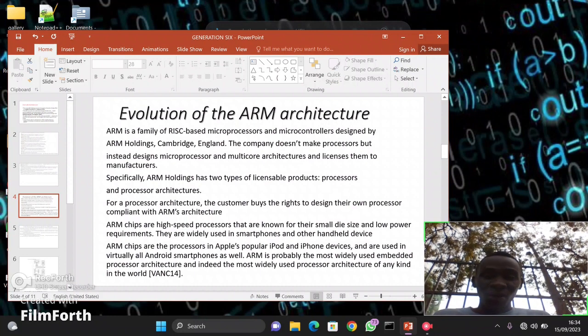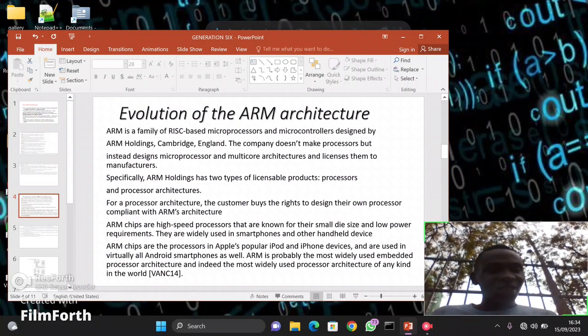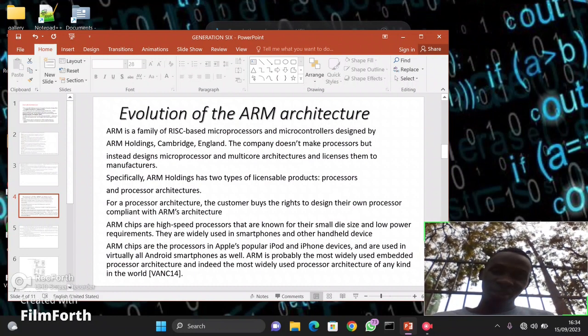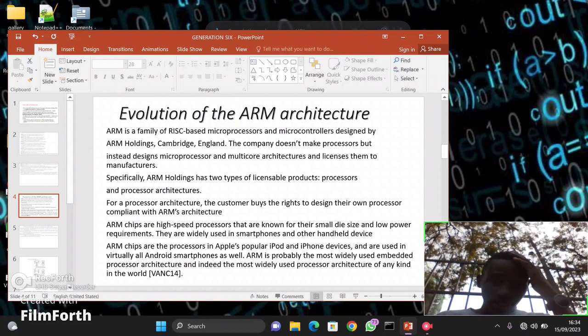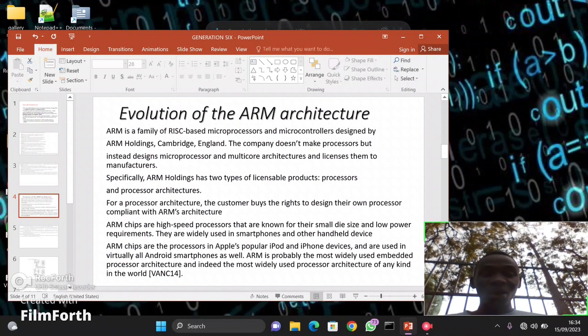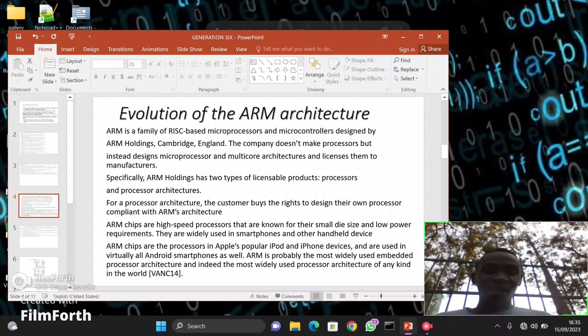So ARM is a family of RISC-based microprocessors and microcontrollers designed by ARM Holdings in Cambridge, England. The company does not make processors, but instead designs microprocessors and multi-core architectures and licenses them to manufacturers. Specifically, ARM Holdings has two types of license for products, the processors and then the processor architectures. For a processor architecture, the customer buys the rights to design their own processor compliant with ARM's architecture. ARM chips are high-speed processors and they are known for their small size and low power requirements, and that is one of the advantages they possess.